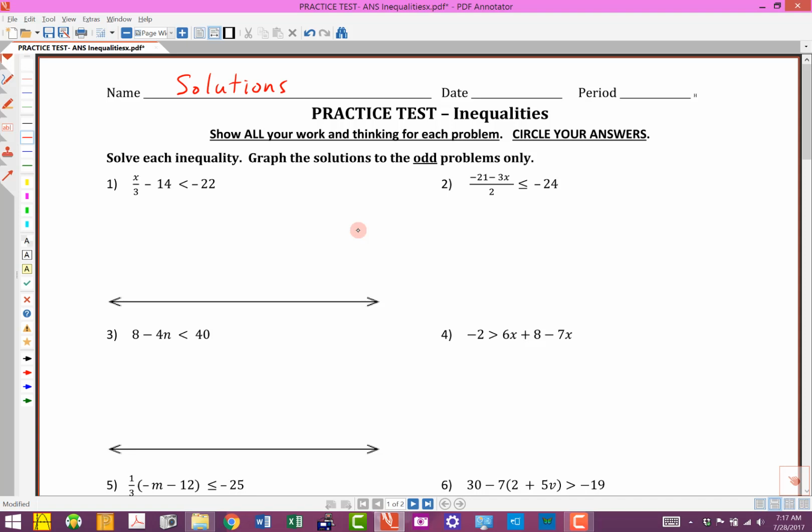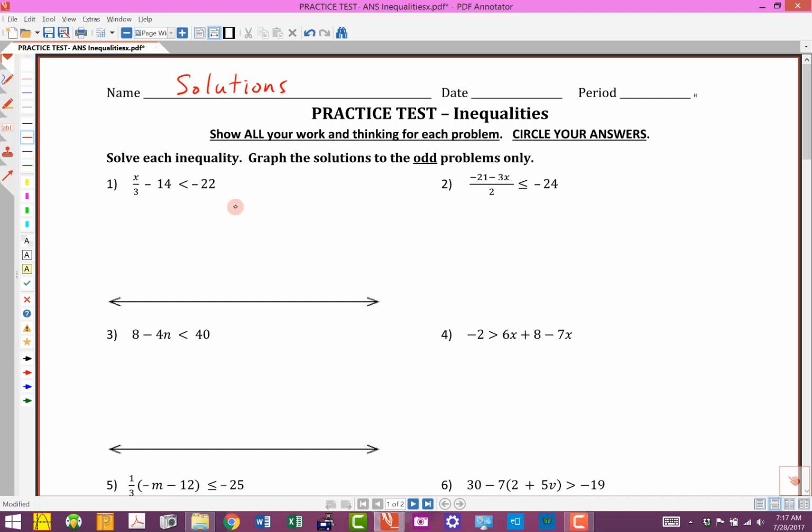Alright, let's get ready for the test on this inequality unit. Again, like always, make sure you show your work and your thinking for each one of the problems and then circle your answer. And because we're solving inequalities, we just need to remember that we solve inequalities just like we solve equations, same skills, same techniques, everything. We're using these inverse operations and all that sort of stuff.